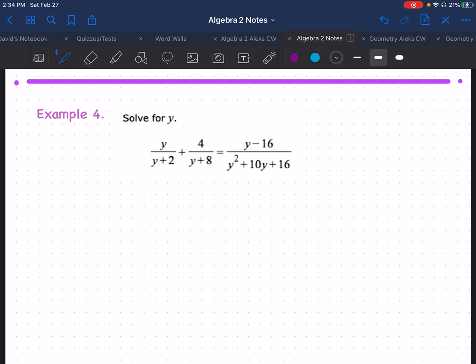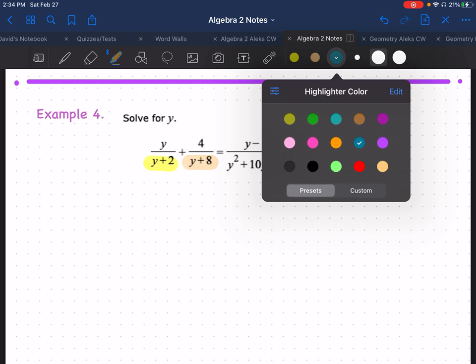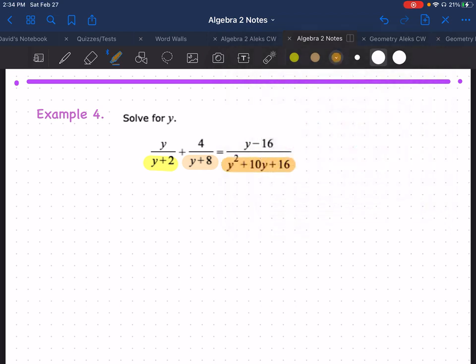As I look at it right now, I think, but here's what we're going to do. We are going to find our LCD. So let's go ahead and highlight our denominators. And I need to change the color of this last one. There we go. So there are our 3 denominators.